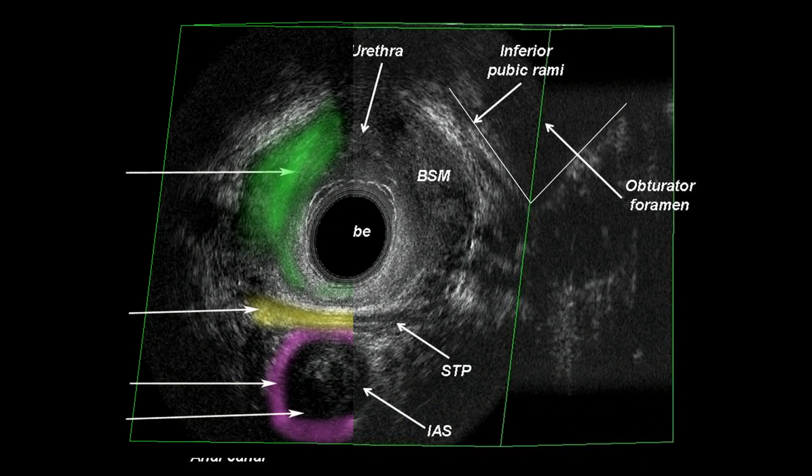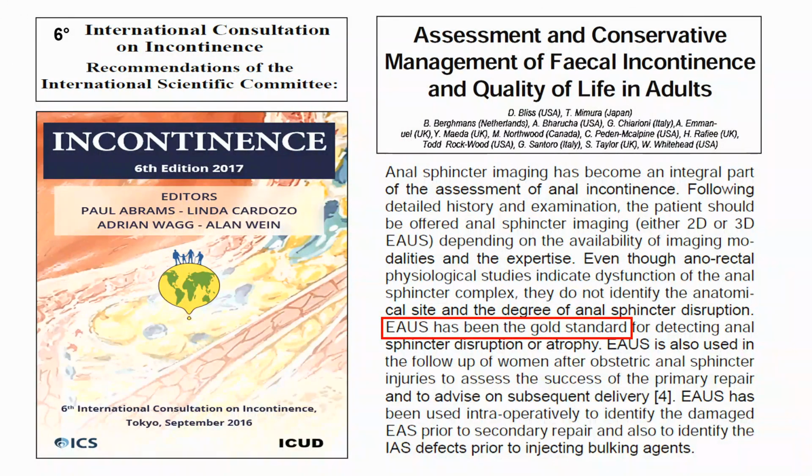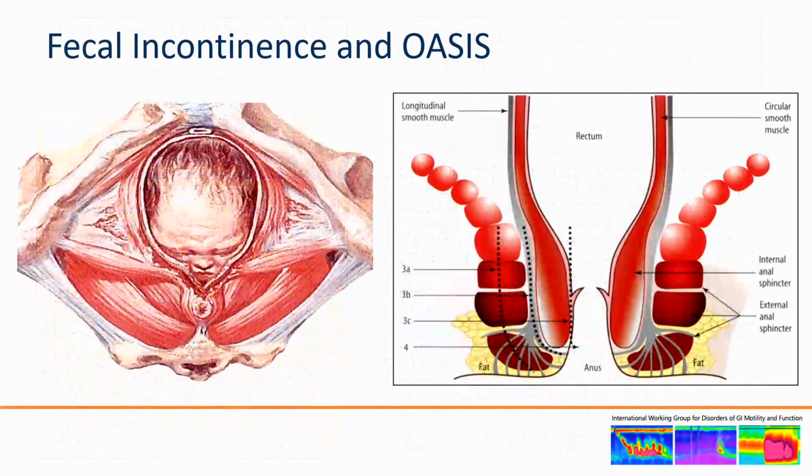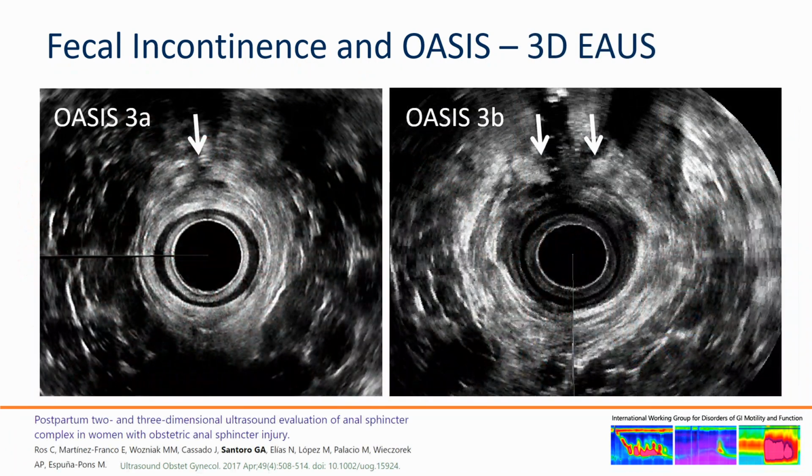Now, okay, very good and very nice images, but for what? We can use ultrasound to assess patients with incontinence, as reported by the ICI in the 6th and 7th consultation. And ultrasound is the gold standard investigation in patients with fecal incontinence. And we can very well assess OASIS, the obstetric anal sphincter injuries occurring in females due to obstetrical trauma. And these are some images.